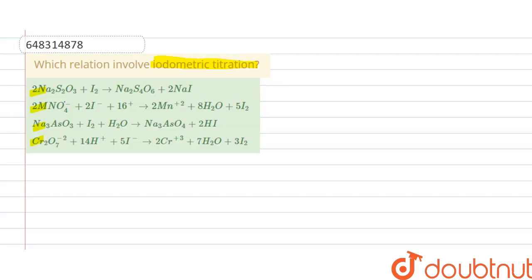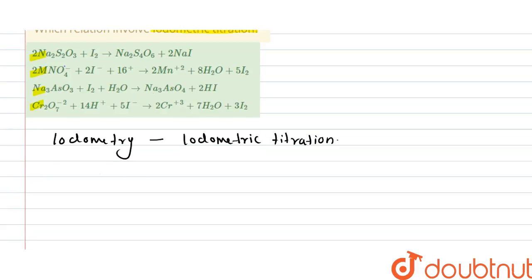Iodometry is also known as iodometric titration. It is a method of volumetric chemical analysis.